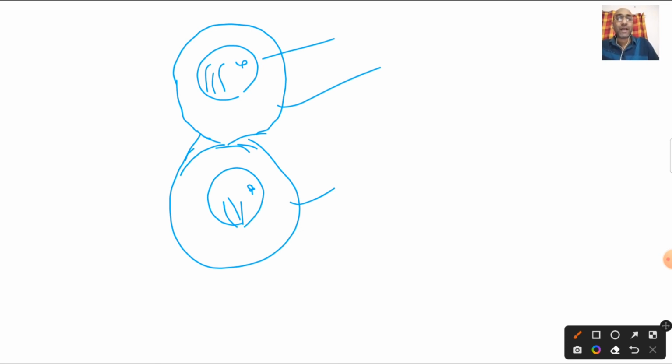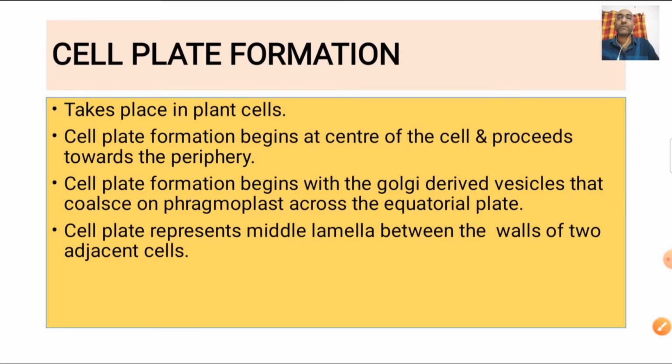Now let us come to cell plate formation. It is typical of plant cells. The cell plate formation begins at the center of the cell and proceeds towards the periphery. It begins with Golgi-derived vesicles which coalesce on the phragmoplast at the equatorial plate. These phragmoplasts are formed at the equatorial plate, and they initiate the formation of the cell plate.